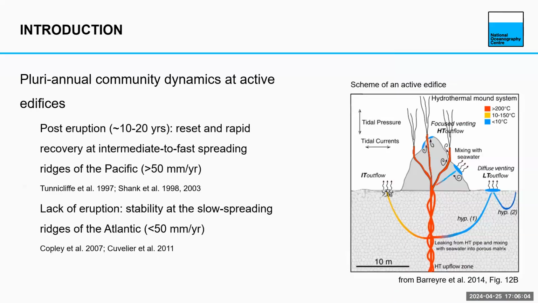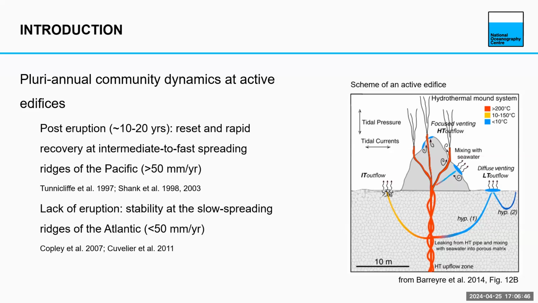So a bit of state of the art in terms of monitoring at hydrothermal vents. There have been a few studies on community dynamics at active edifices, which are those vertical structures that concentrate vent outflows, such as post-eruption studies in the Pacific, which is characterized by intermediate to fast spreading ridges where eruptions occur every 10 to 20 years. And we can observe a reset and a rapid recovery of the biology there.